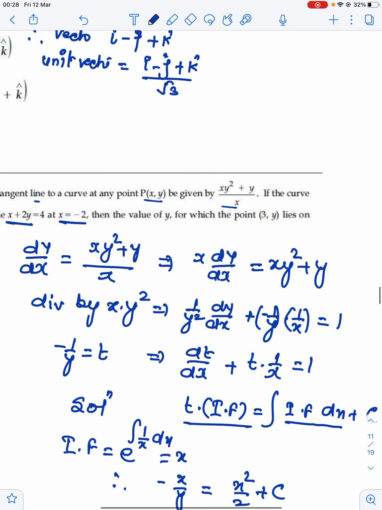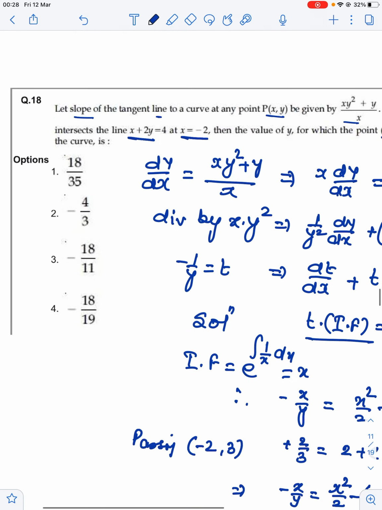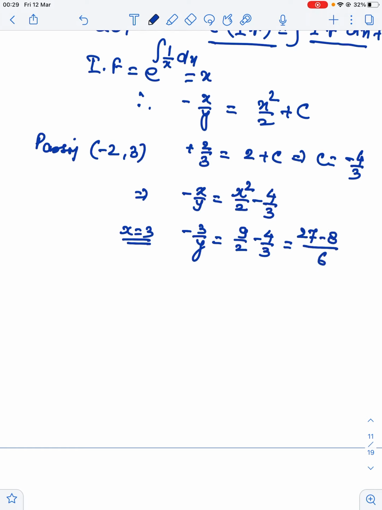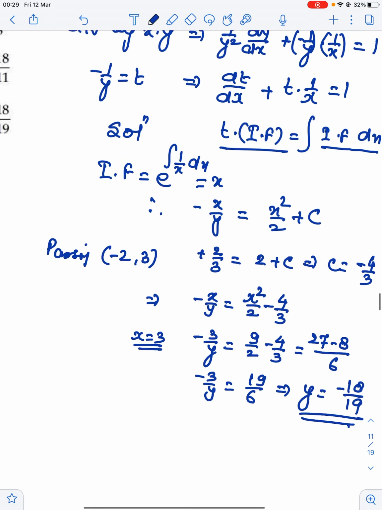Now the question is, if for this curve, this point 3 comma y is satisfied, what is the value of y? So x equal to 3, we have to check what is the value of y. So minus 3 by y is equal to 9 by 2 minus 4 by 3. So this 9 by 2 minus 4 by 3 is denominator 6, 27 minus 8. So minus 3 by y is 19 by 6. So this will give us y is equal to minus 18 by 19. That's the answer.